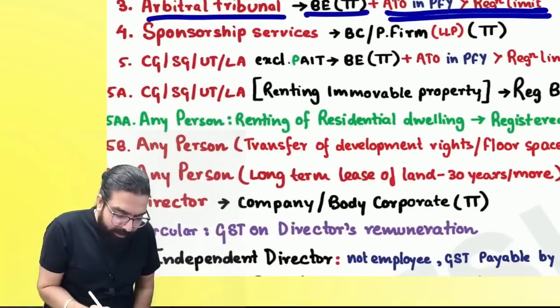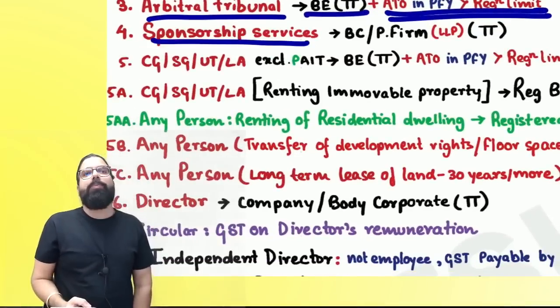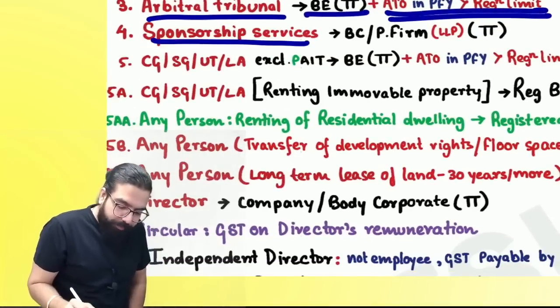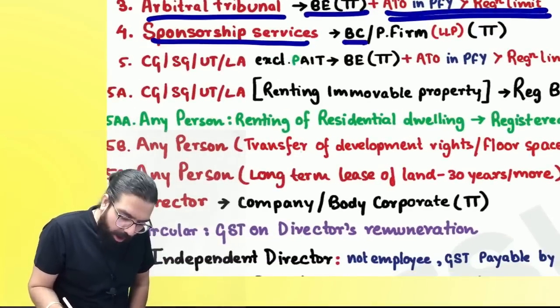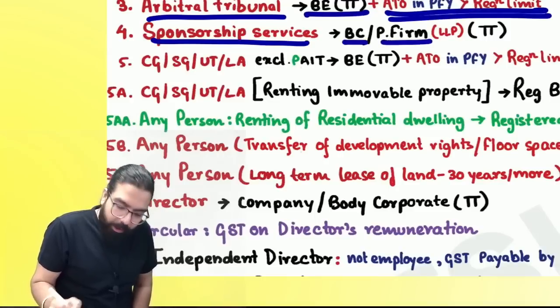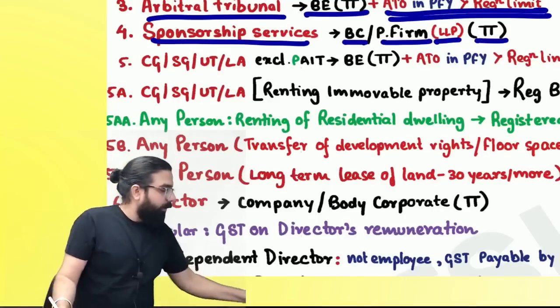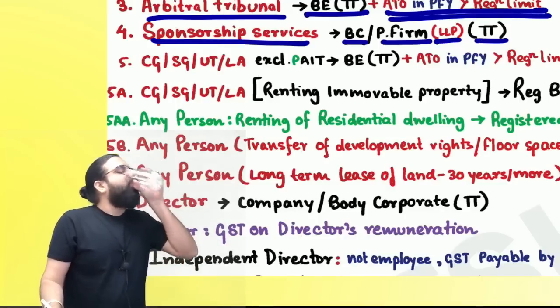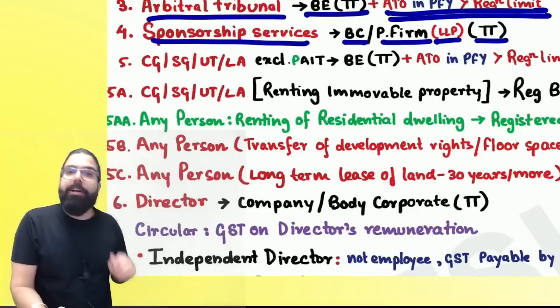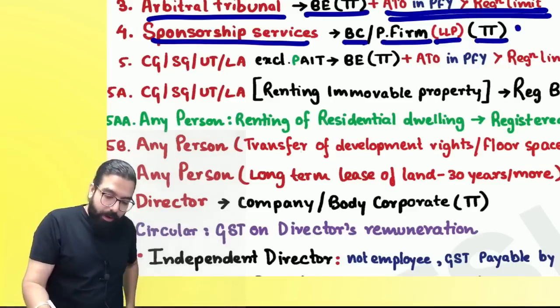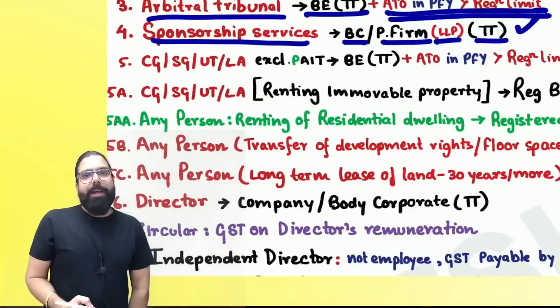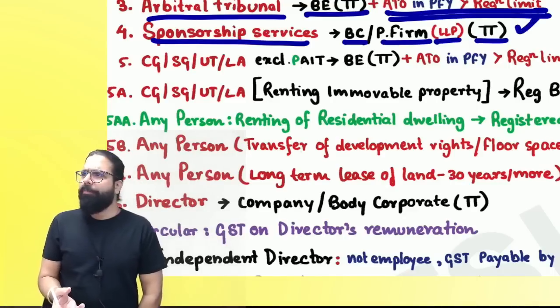The next one over here is sponsorship services. Sponsorship services given to whom? Body corporate or partnership firm. Partnership firm includes LLP. In the taxable territory, what will happen? RCM will apply. Nothing to explain. Can I go ahead? Next.